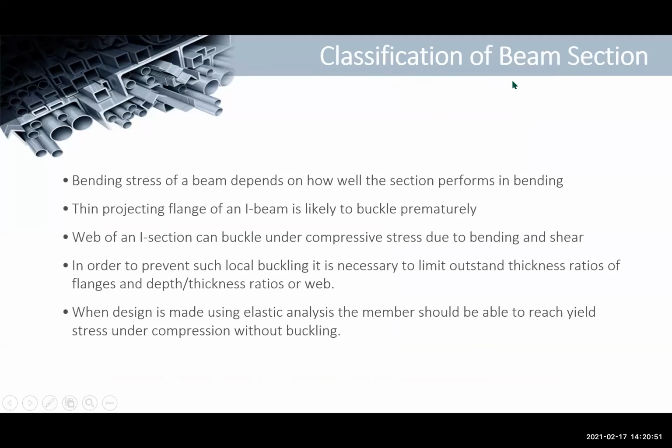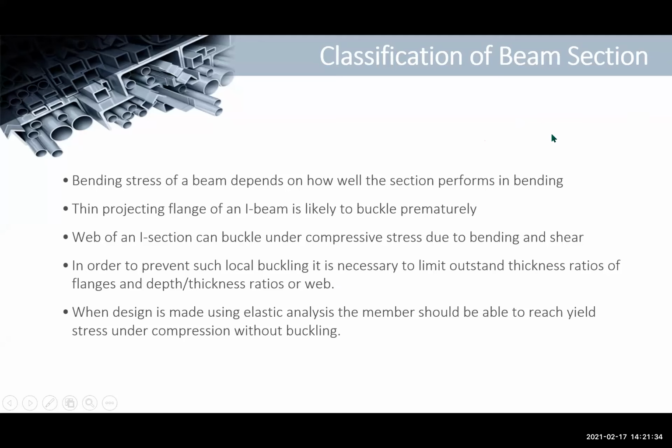So, here are the classification of beam sections. So, first is the bending stress of a beam depends on how well the section performs in bending. Then, the thin projecting flange of an I-beam or W section is likely to buckle prematurely. So kung thin yung flange, yung top and bottom flange, it is highly likely to buckle prematurely. So the web of an I section, yung part dito, can buckle under compressive stress due to bending and shear. Now, in order to prevent such local buckling, it is necessary to limit the outstand thickness ratio of flange and depth thickness ratio of the web.